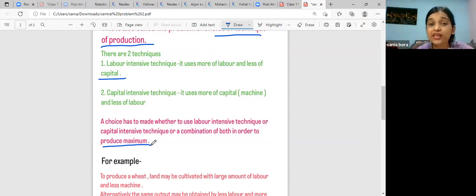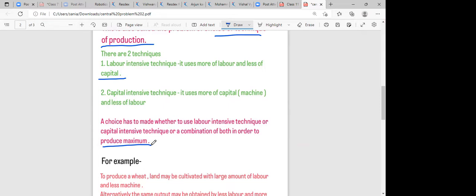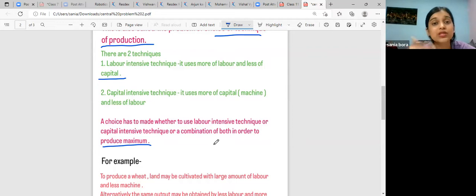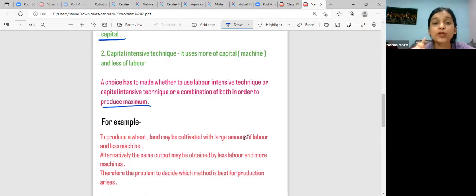You don't want to produce one or two. So you will be choosing the technique which will be suitable. For example, if you want to produce two chapati, then you will be using labor intensive. That is fine, right? Only two chapati. But if you want to produce 100 or 1,000 chapati, you will be using machine, right? But in case it is 50, your mom will be saying that I'll be cooking it plus I'll be using machine, a combination, right? Therefore, a choice has to be made whether you want to use labor intensive or the capital intensive technique or the combination of both. And your main motive should be that you want to produce maximum.